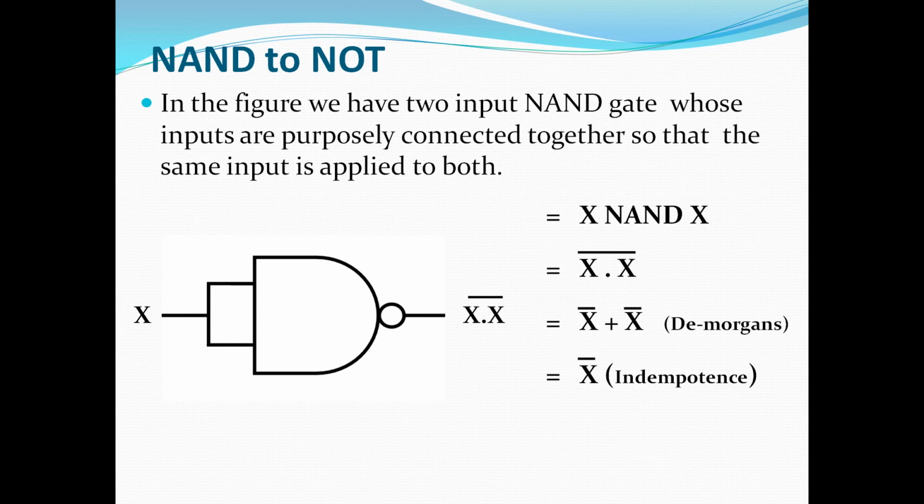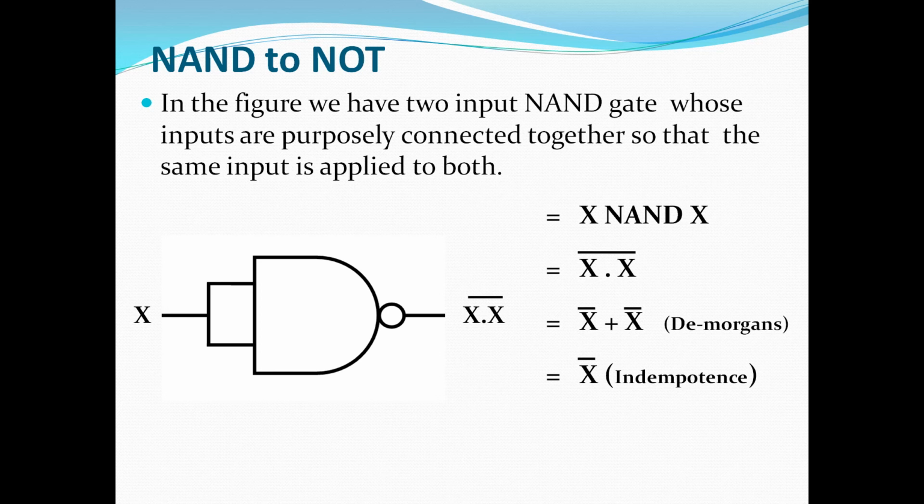After we get x dash plus x dash, we apply the idempotence law. The idempotence law states that x plus x equals x, and x dot x equals x, so it is possible to remove the duplicates. Then the duplicates are removed, and it will be x dash. So x dash is equal to the output of a NOT gate.